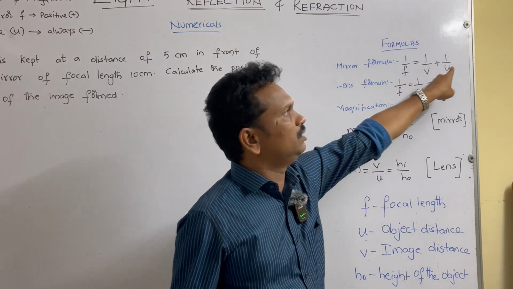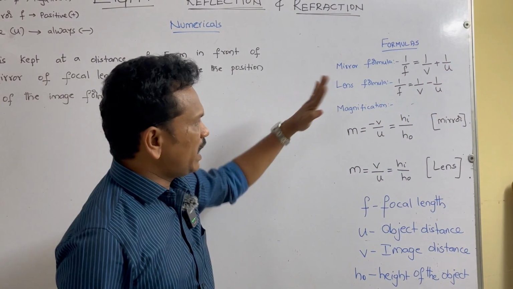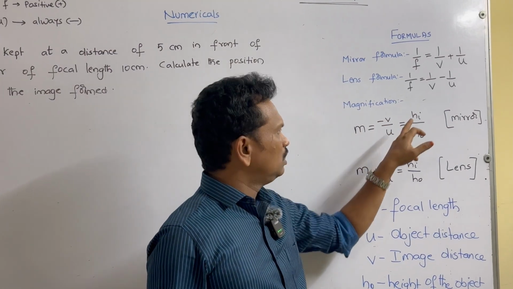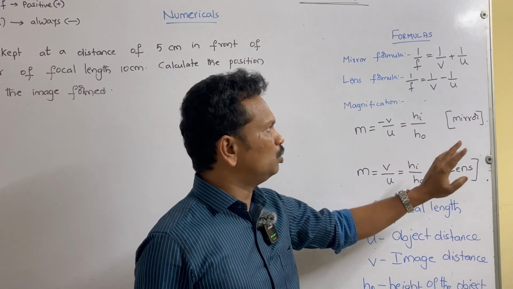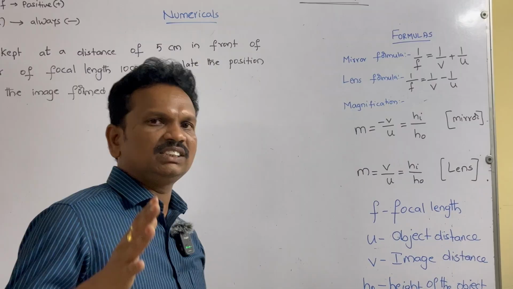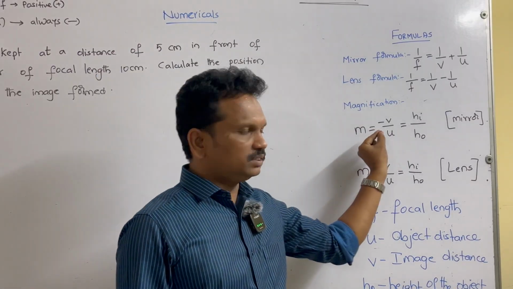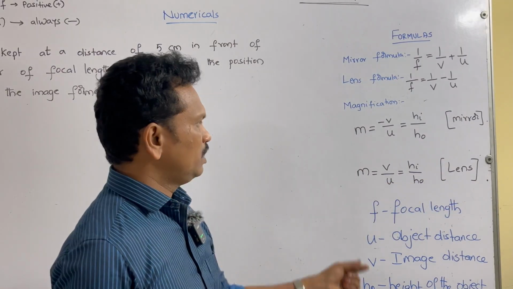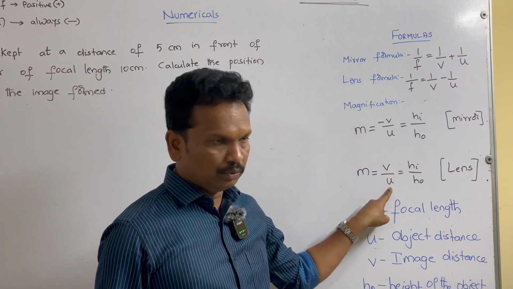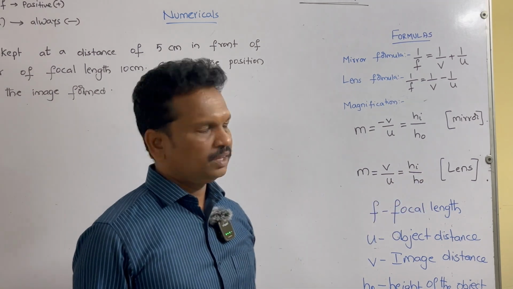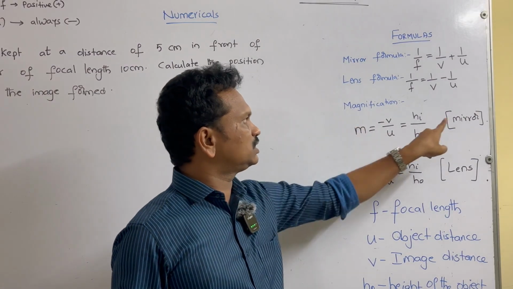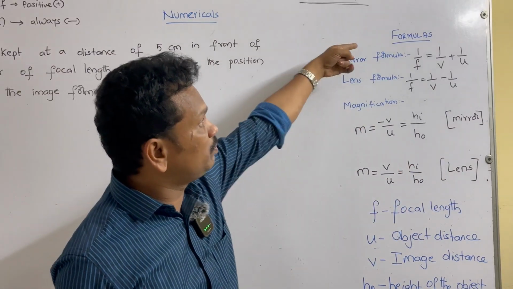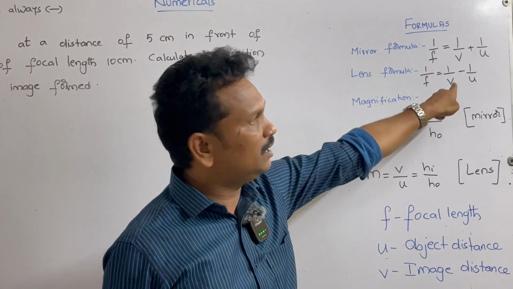First v will come, then u. And magnification, m is equal to minus v by u is equal to hi by ho. This is for mirror. If you take convex mirror or concave mirror, whatever, it is the formula. Then for lenses, magnification formula, m is equal to v by u is equal to hi by ho. Magnification for mirror has a minus, for lens there is no minus, whereas in the mirror formula there is a plus and here minus.